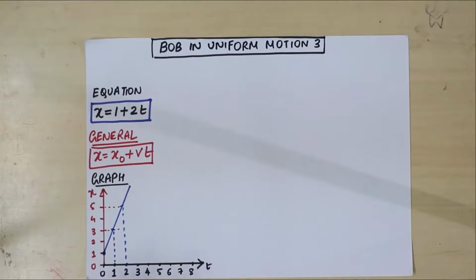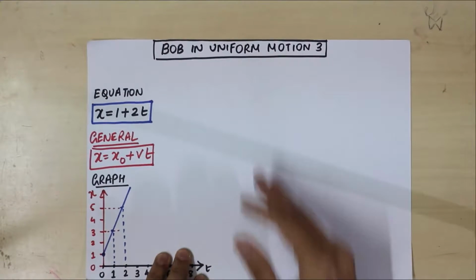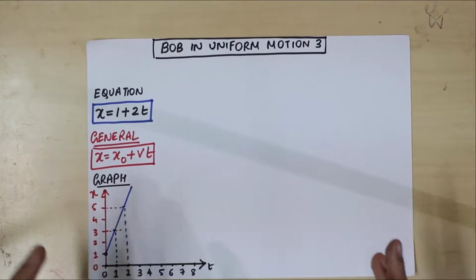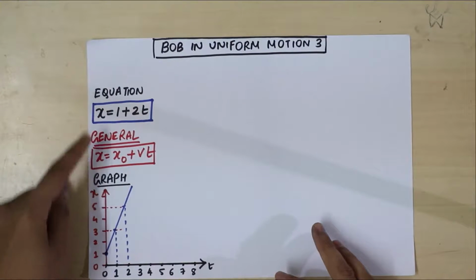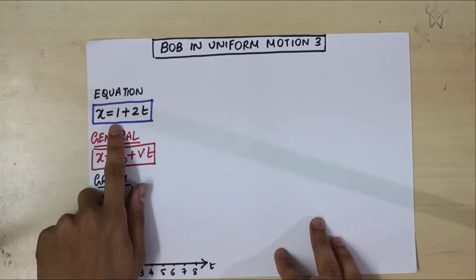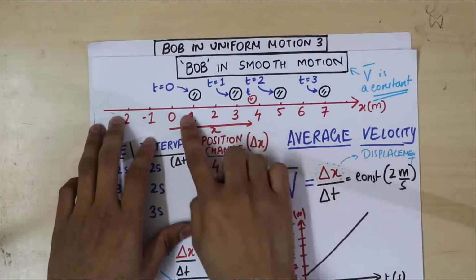Welcome. In this episode, we are still continuing our bob in uniform motion. That's because there's a lot of things to talk about. Now, you will see some equations and some graphs which are familiar to you. This is the equation of the same motion that we saw before. That's right, we're still talking about the same thing.